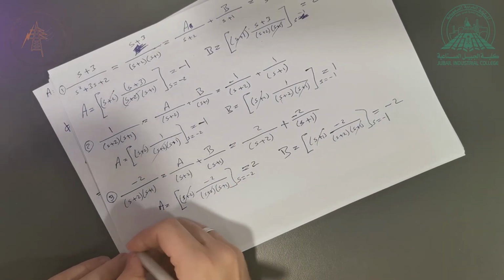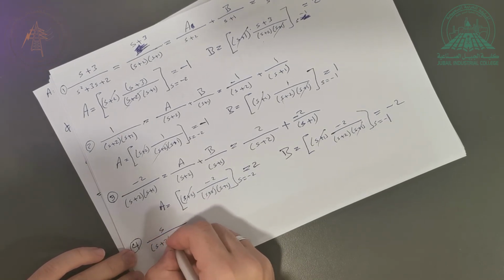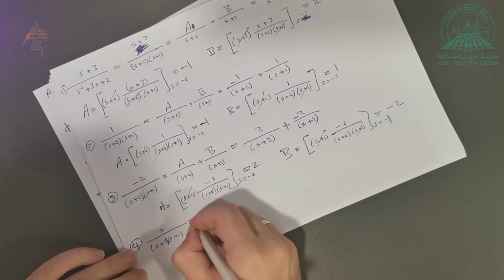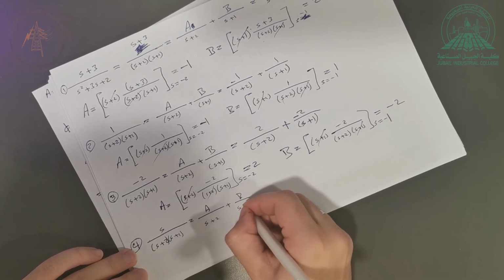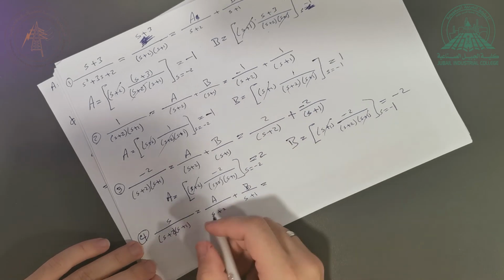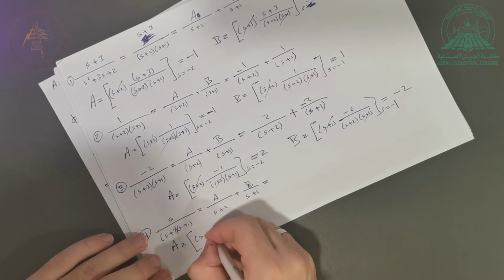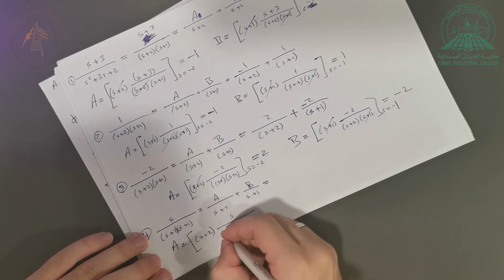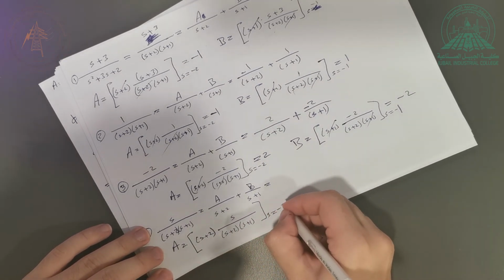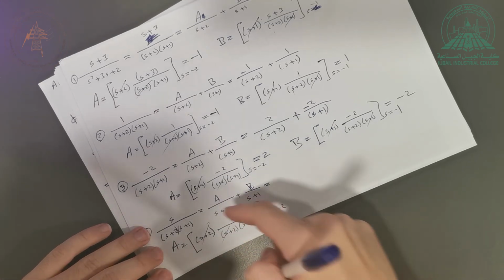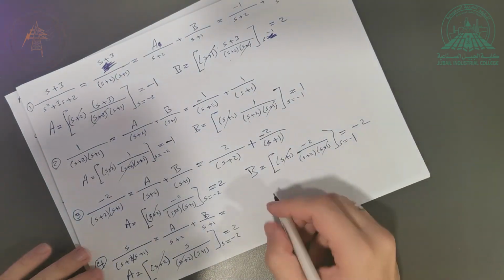So for the last one, s over (s plus 2)(s plus 1) equals a over s plus 2 plus b over s plus 1. Let's find the value of a: (s plus 2) times s over (s plus 2)(s plus 1), substituted at s equal to minus 2. See what you get here? Minus 2 divided by minus 1 equals 2. How about the value of b?